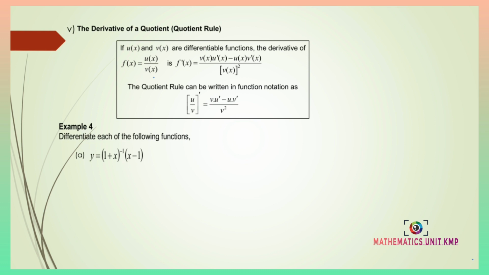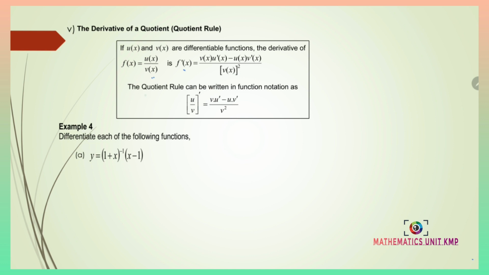Next, we proceed to another rule, that is the derivative of a quotient, known as the quotient rule. Also the same, we have u(x) and v(x) are differentiable functions. The derivative of f(x) equal u(x) over v(x) is f prime x equals v(x) multiplied with u prime x minus u(x) multiplied with v prime x, over v(x) all squared.